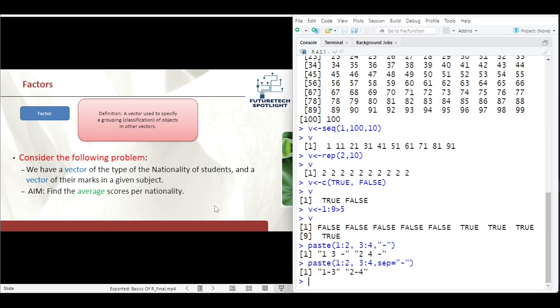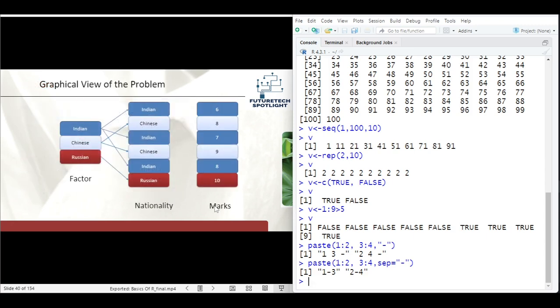So now suppose these are the data we are having: Indian, Chinese, Indian, Russian. So these are the data, and along with this data their corresponding marks are there. Out of 10, Indian 6, Chinese 8, Indian 7.